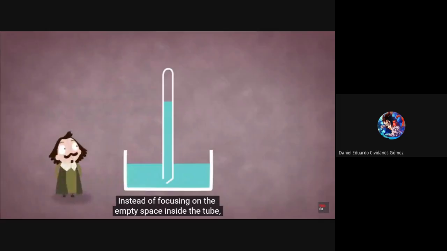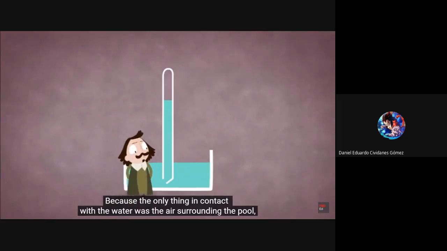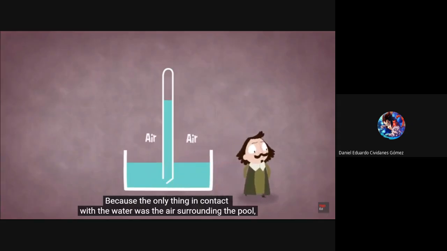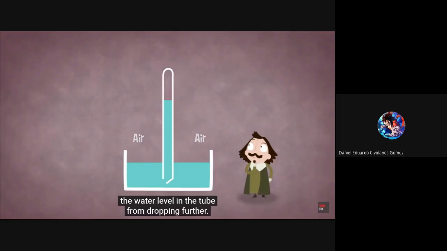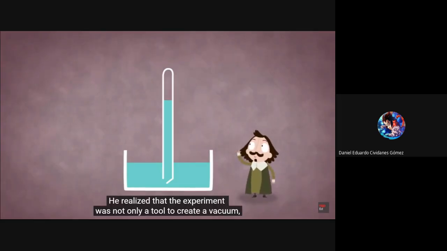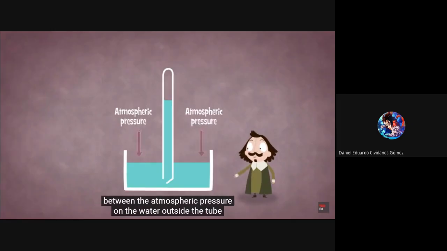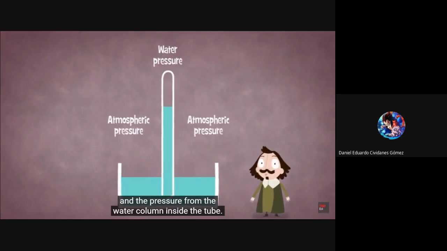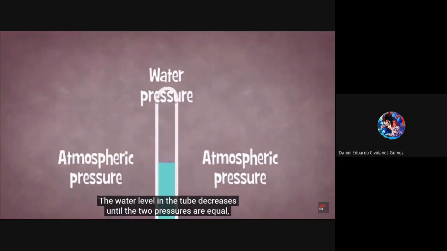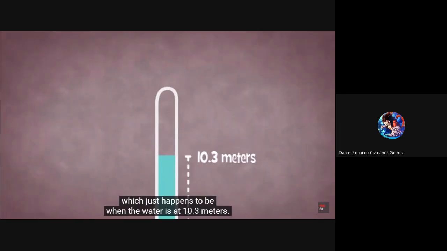Instead of focusing on the empty space inside the tube, he asked himself what else could be influencing the water. Because the only thing in contact with the water was the air surrounding the pool, he believed the pressure from this air could be the only thing preventing the water level in the tube from dropping further. He realized that the experiment was not only a tool to create a vacuum, but operated as a balance between the atmospheric pressure on the water outside the tube and the pressure from the water column inside the tube. The water level in the tube decreases until the two pressures are equal, which just happens to be when the water is at 10.3 meters.